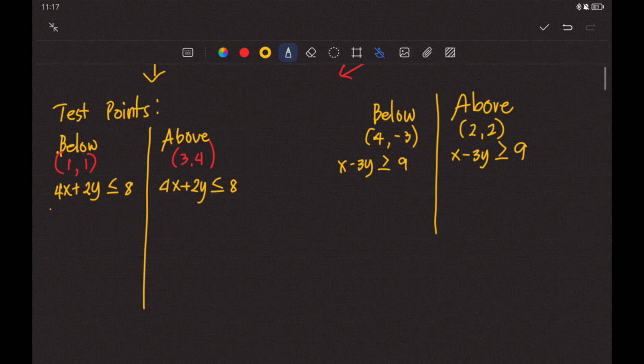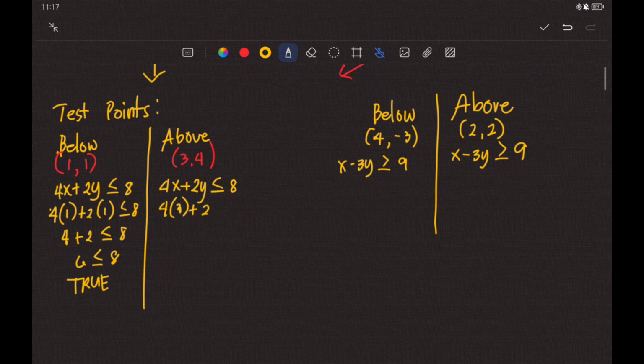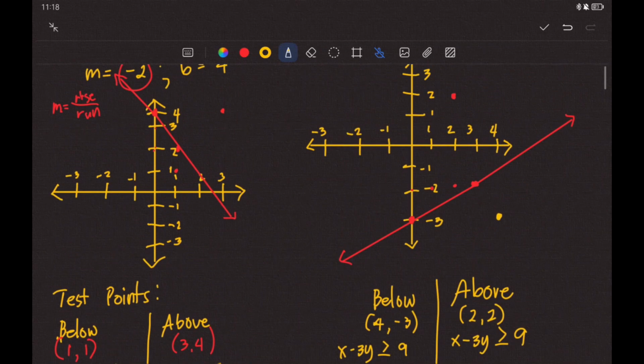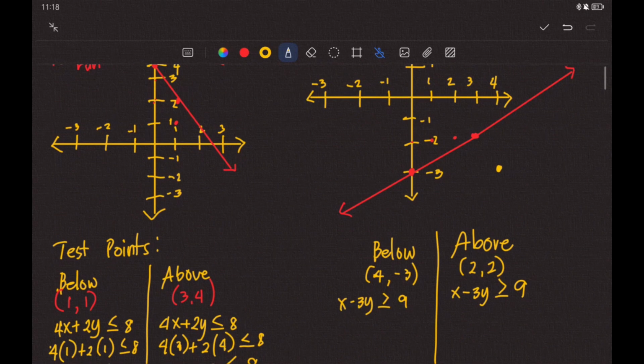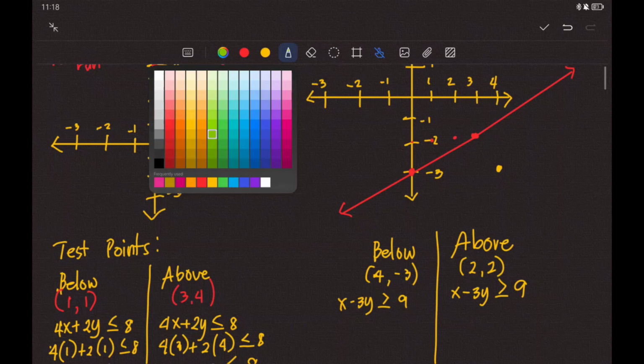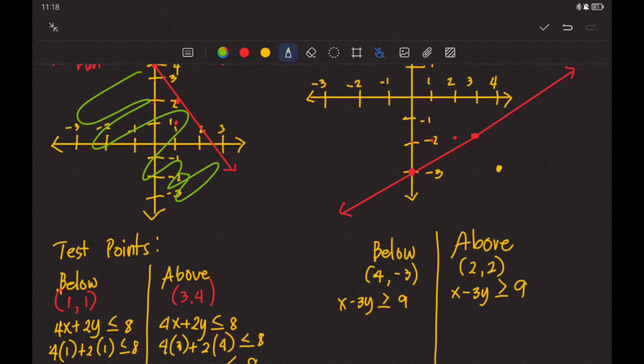So, substitute the values of x and y. So, this is (1, 1). 4 plus 2 is less than or equal to 8. 6 is less than or equal to 8. This is true. 4 times 3 plus 2 times 4 less than or equal to 8. 12 plus 8, this is 20 is less than or equal to 8. This is false. Therefore, for our first graph, we are going to shade the below. So this is our solutions, this area.